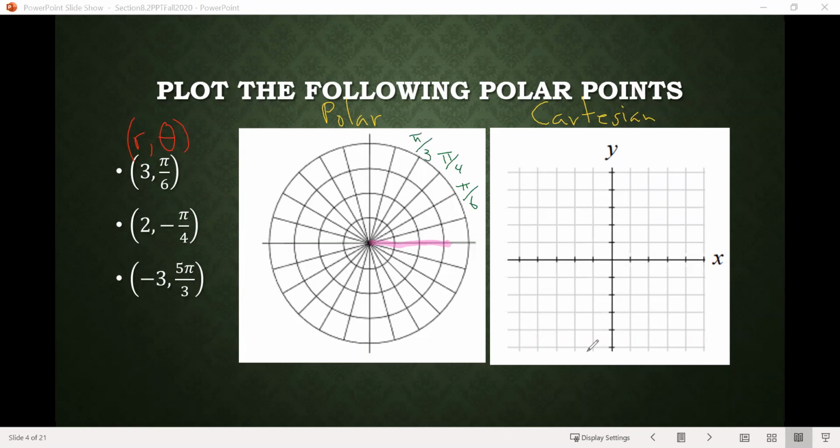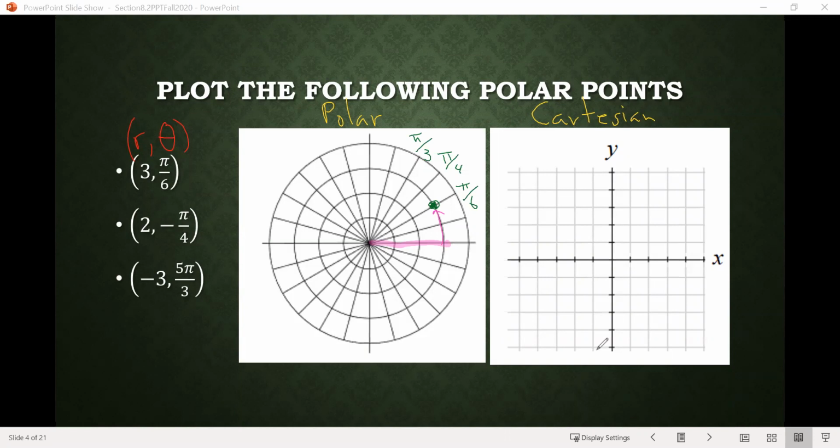And so we go from measuring in standard position, which again means that we start there on the positive part of the horizontal axis. And now we're going to rotate around pi over 6 radians. And the place where we end here, that would be our point. So right there. So that green point there, that would be the point 3 comma pi over 6 in polar coordinates.